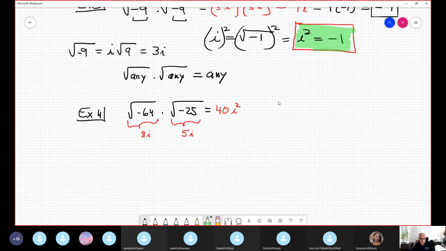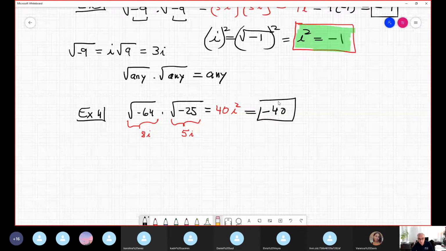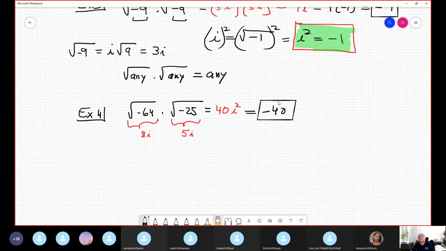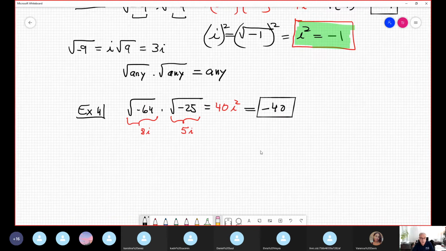Okay, therefore, this answer is okay, but it's incomplete. I squared, what is I squared? Nobody writes the answer that way. You put -40 because I know that I squared is equal to -1. Everyone follow me? Easy? Okay. Let me complicate it a little bit.